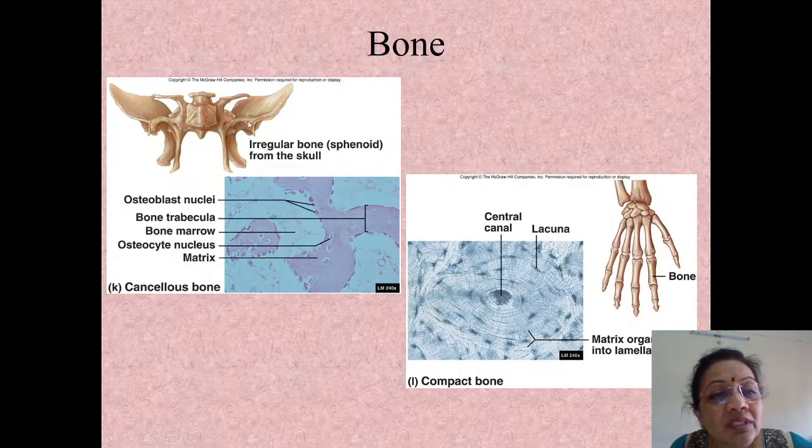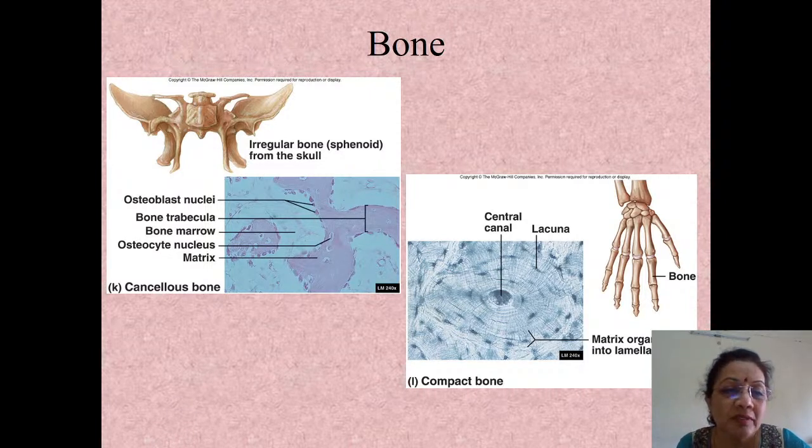Example of a cancellous bone is the sphenoid. It's an irregular bone in the skull. So if you take a small piece of sphenoid and you fix it and you process it for histological slicing, you take a thin slice, stain it, then you will see that there are lots of empty looking spaces.